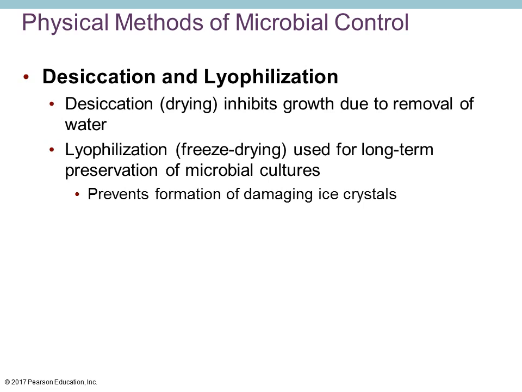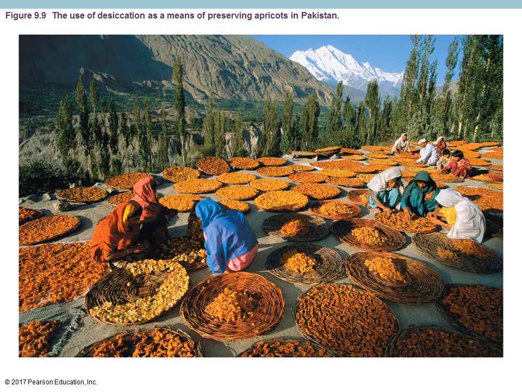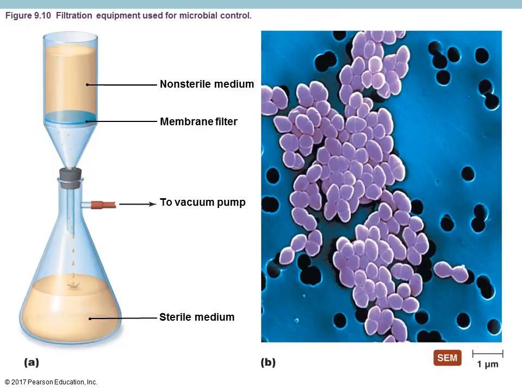Oftentimes they will store these at like 70 below in the ultra freezer, and then when you remove it, you just rehydrate it. So this is an example of desiccation, like I say, drying. In this case, they're drying fruits as a means of preserving them.